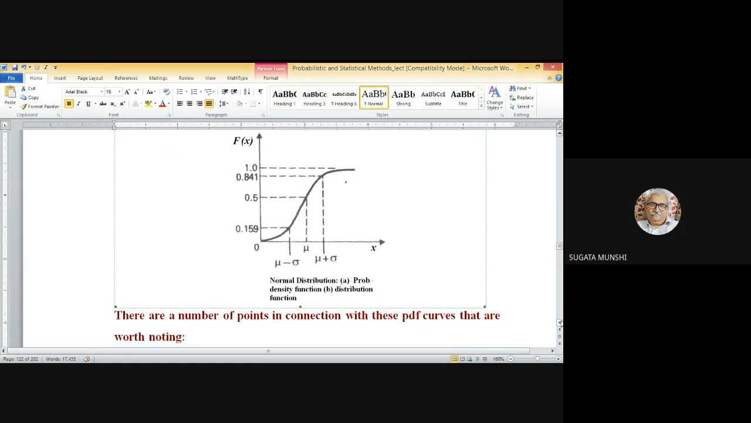Some observations are next made in connection with these probability density function curves, some important points that can be noted.